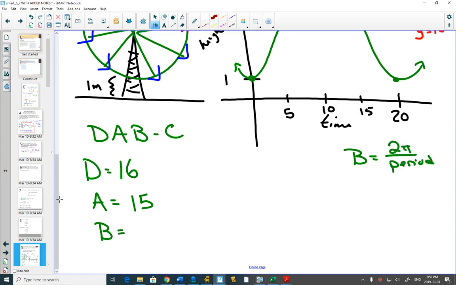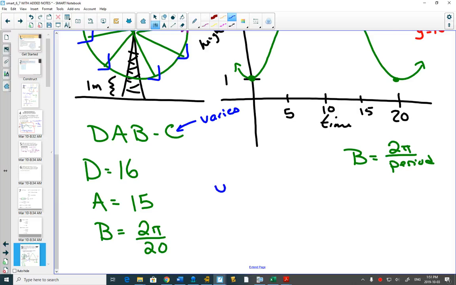So in this case, our B value is 2 pi over 20. And yes, you could reduce that, but I actually like it not reduced because in this form, you can see the period is 20 really easily. If you reduce it to pi over 10, it's not as easy to see that the period was 20. And the C value varies depending on what you decide. So here are some examples.